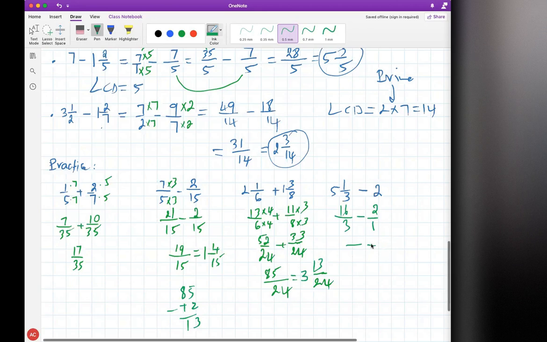What is the LCD here, everybody? For 3 and 1? 3. So if you have 1 and a number, it's always the other number. That's right, 16. This stays the same. To turn this into 3, we're going to times it by 3. By 3, also by 3. That's 6. And this would be 10 over 3. That's right, 10 over 3.